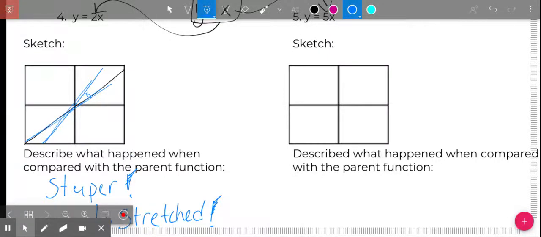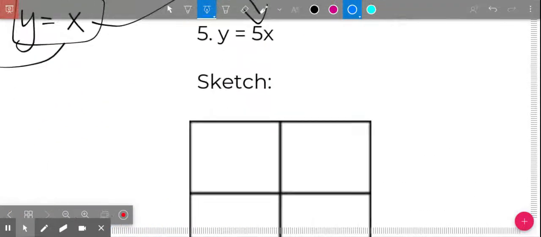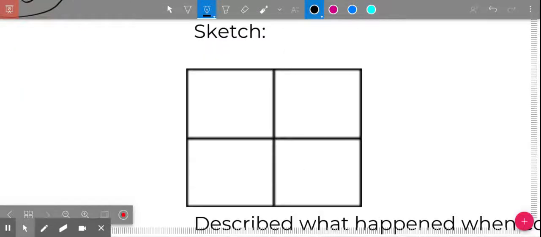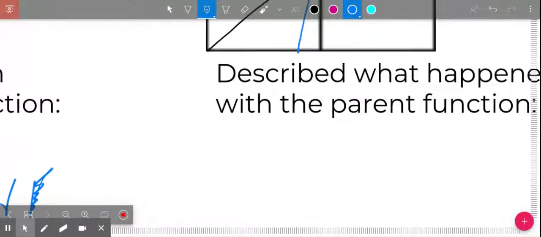Let's do the same one over here. Same thing to this one. Now we have y equals 5x. If we were to put this into the calculator, this is our parent function. If I put my new function in the calculator, it's going to look like this. It's going to be super steep. So how did I go from this one to this one? It's even steeper.